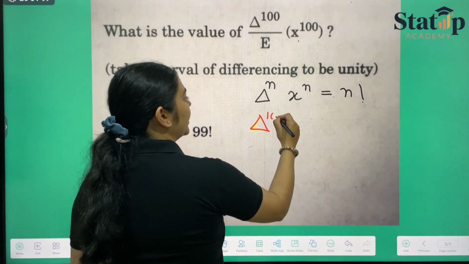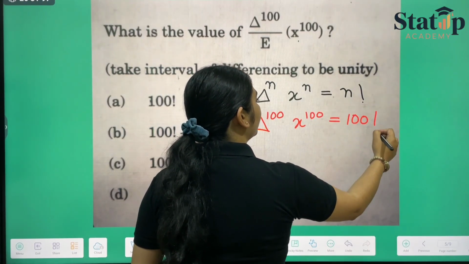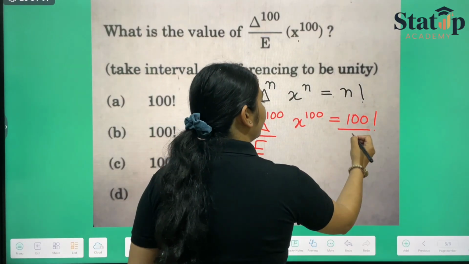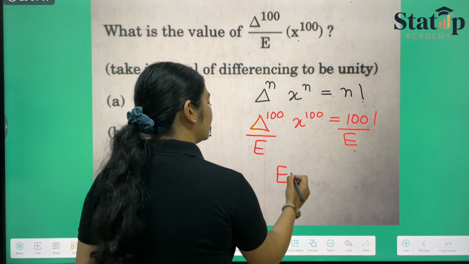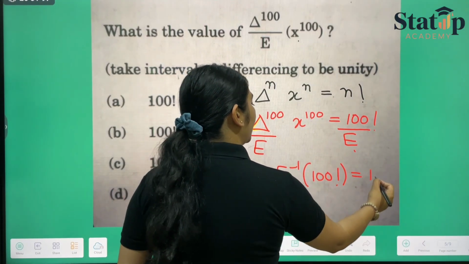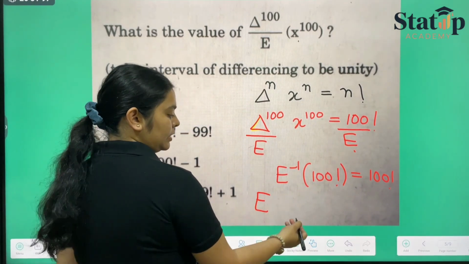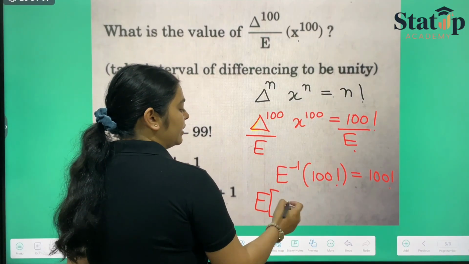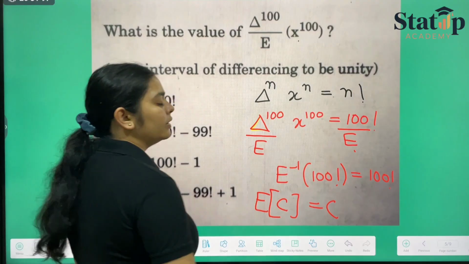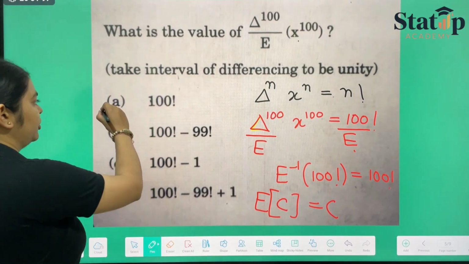Here it is given delta 100 x raised to the power 100 is equal to 100 factorial. So first of all we have solved this. Then it is also divided by e, so we have to divide it by e also. So e raised to the power minus 1 of 100 factorial is nothing but 100 factorial. We all know the condition here: when we have this e method, then e of a constant is always the constant. So here there is no x related term, so it is treated as a constant, and our final answer will be 100, which is our option B.